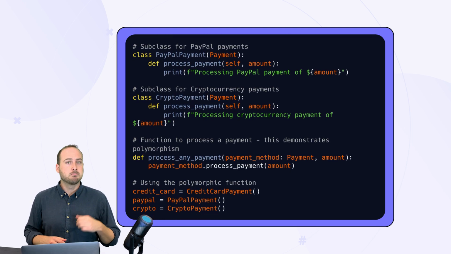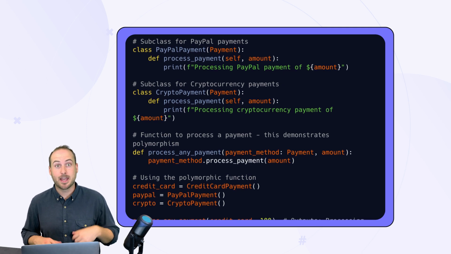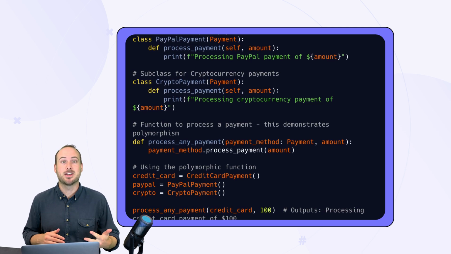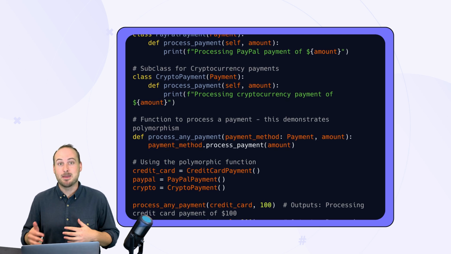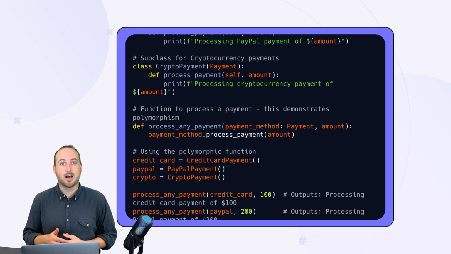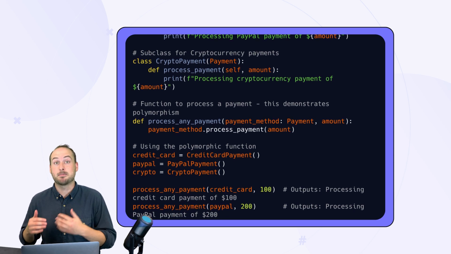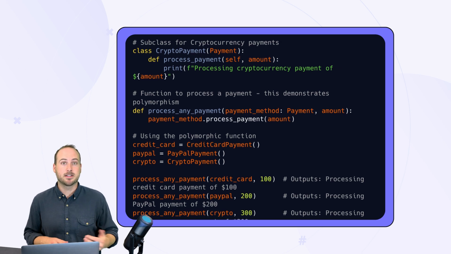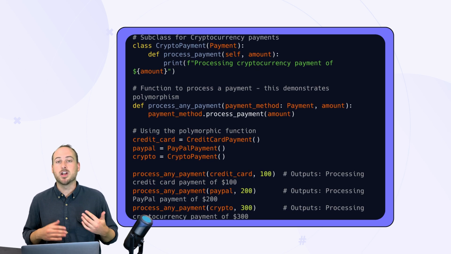Each subclass, credit card payment, PayPal payment, and crypto payment, overrides this method to provide its specific implementation. The process any payment function demonstrates polymorphism by accepting any payment method object and calling its process payment method. This way, the same function works with different types of payment objects, each executing its own version of the method.